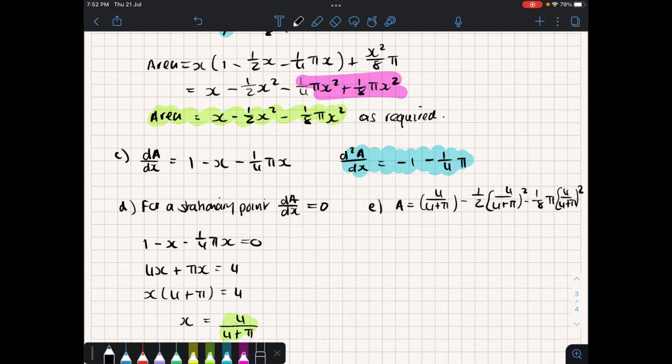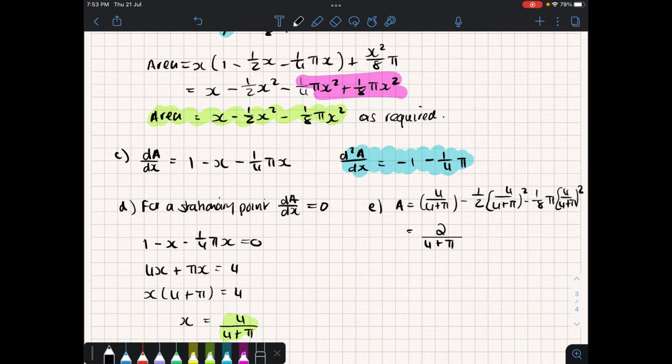And so we could expand and we could simplify. We will see we have a common denominator. And once we've worked that out, we're going to get 2 over 4 plus pi. So that is our area at the stationary value.